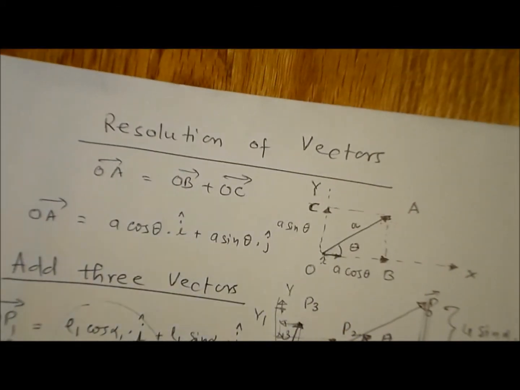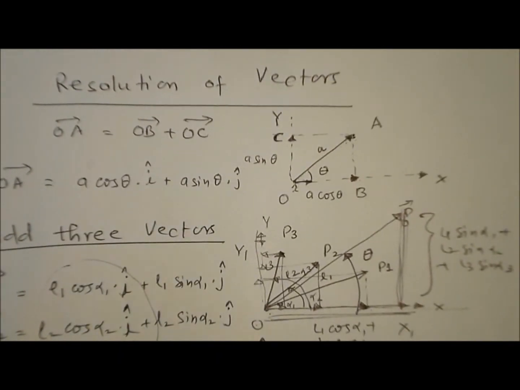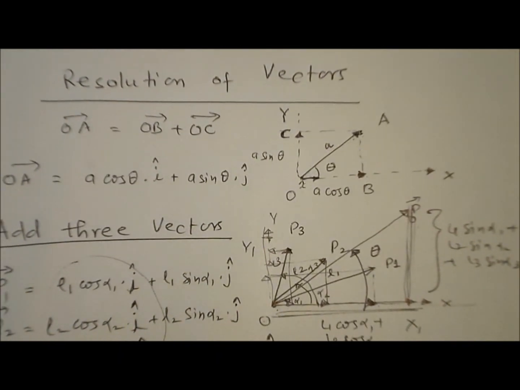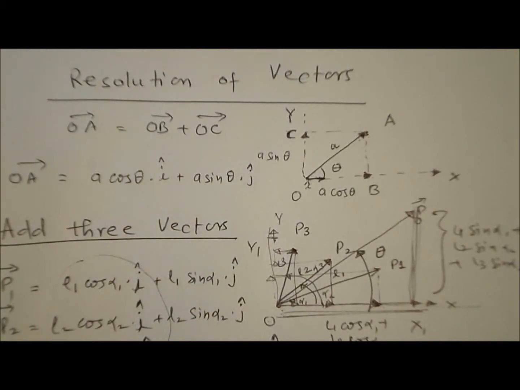You can see the resolution of vectors helps us to find the sum of two or more than two vectors in a more elegant way. If we had used the triangle law, it becomes complicated once you add two or more than two vectors.